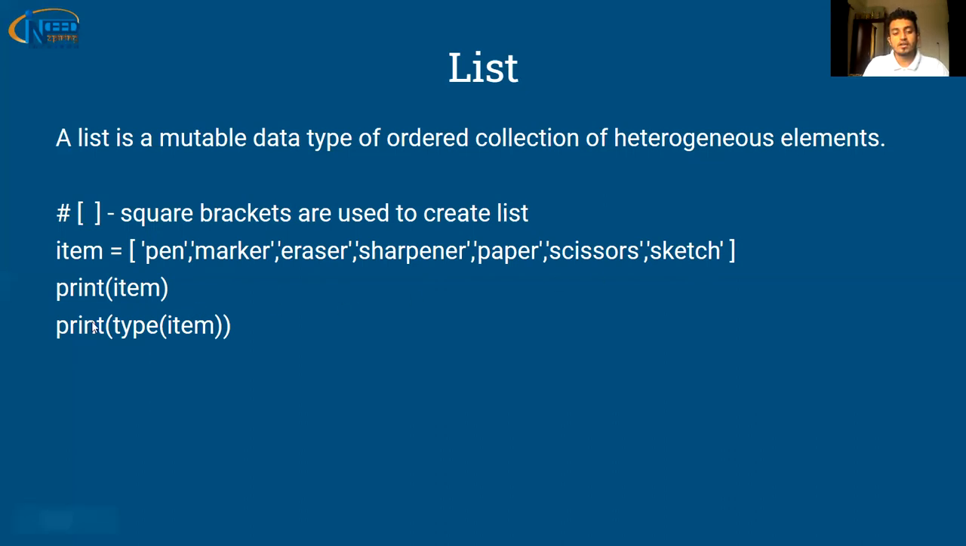And in the same way, we are using the print statement for the variable item. And also we are finding out the type of item. So type of item means the class, we can say, or the data type.